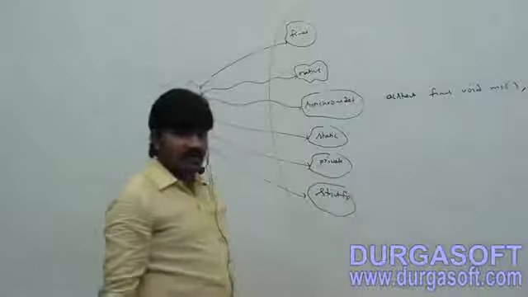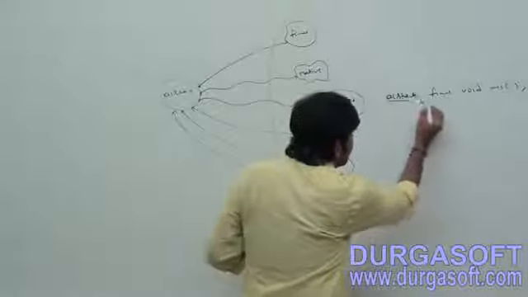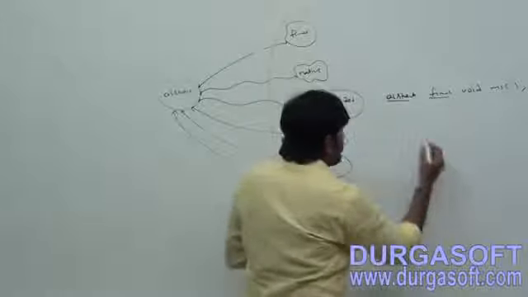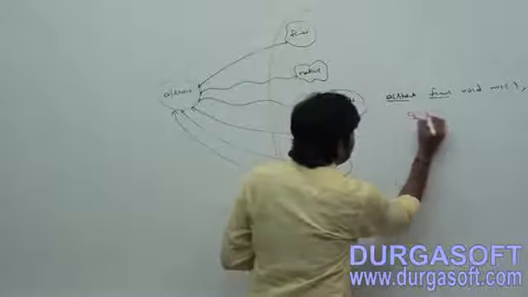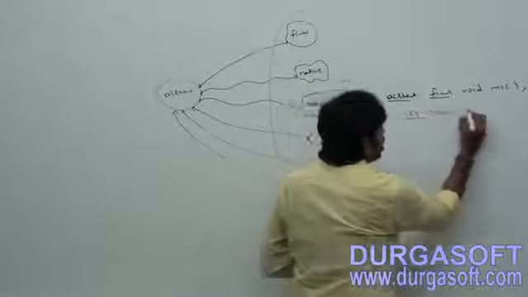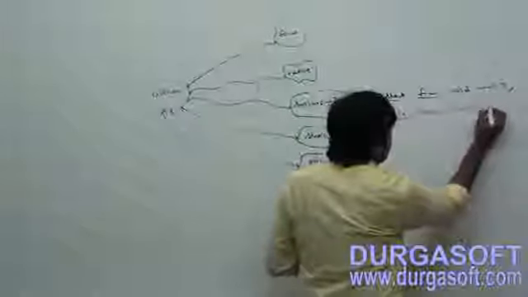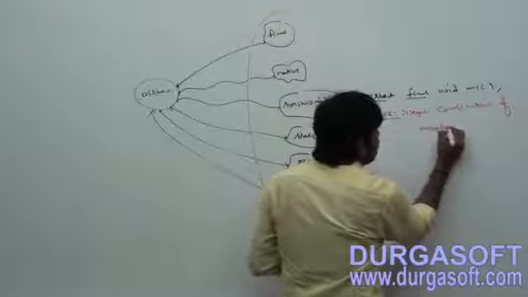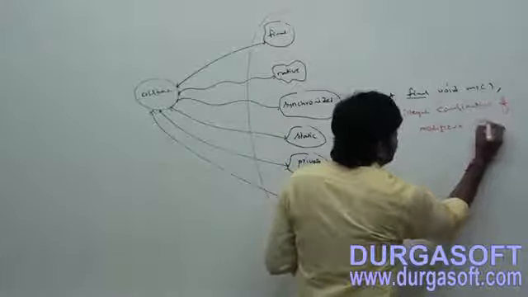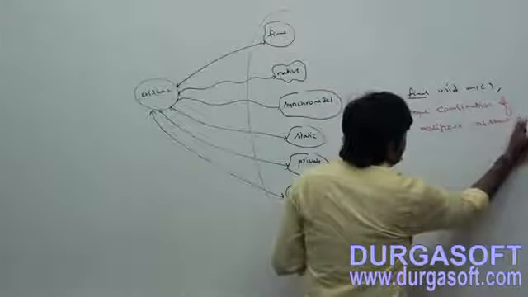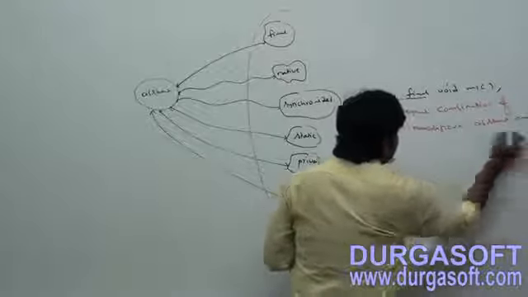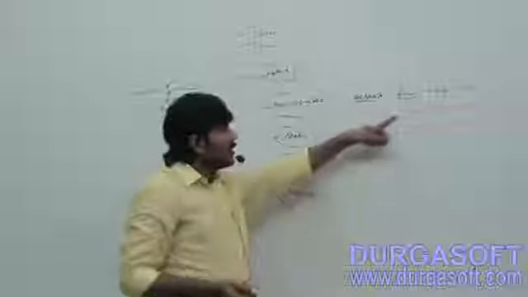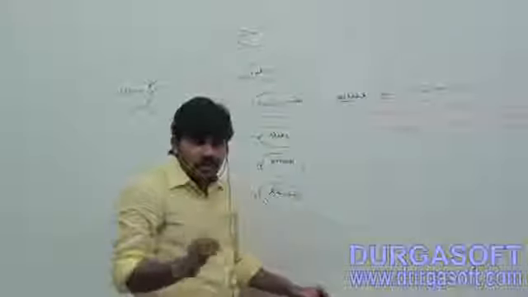If I declare abstract and final simultaneously, then immediately we are going to get a compile time error saying illegal combination of modifiers, abstract and final. This is the compile time error you are going to get by default. Are you able to understand that? This is an illegal combination of modifiers, abstract and final.